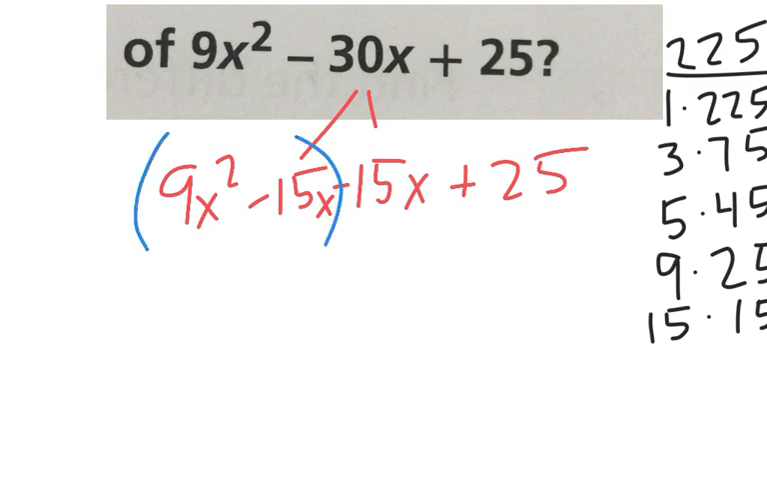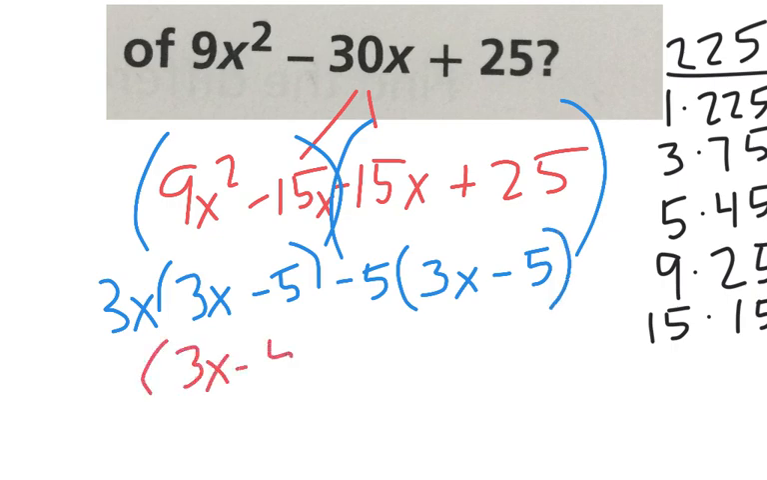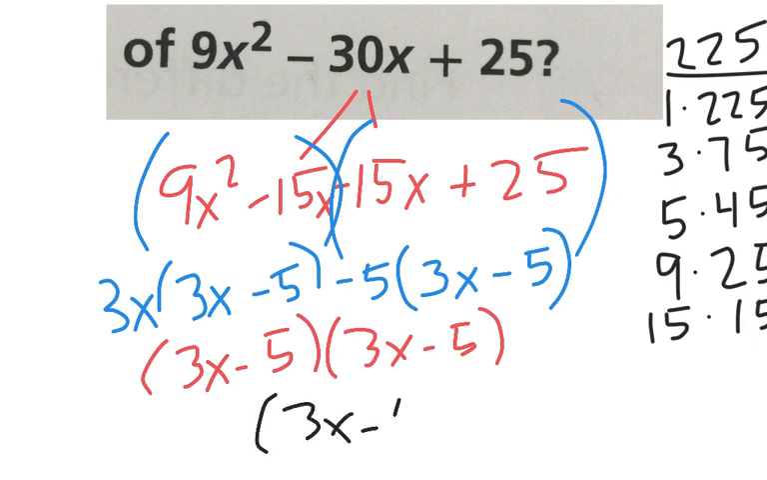Now we group. GCF is 3x, which leaves me with, when I factor that out, 3x minus 5. GCF here is negative 5. That leaves me with 3x minus 5, which means this factors to be 3x minus 5 times 3x minus 5. So it'd be 3x minus 5 to the second, which we can write as (3x minus 5) squared.